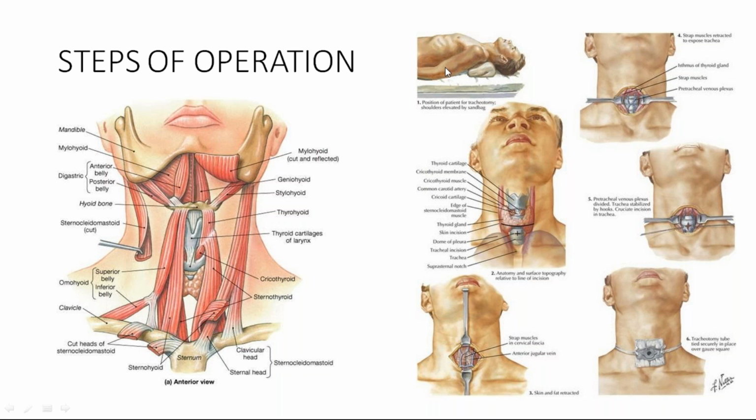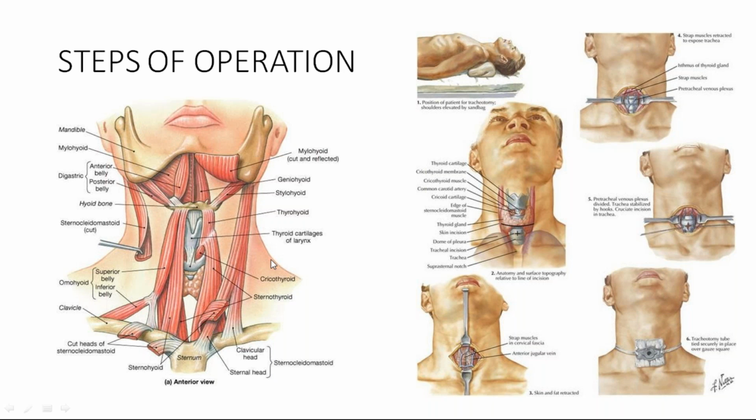It is the position. First one is the patient position before starting the procedure. You can see the tracheal prominence, and then we give the incision, and then we have to separate the layers, like skin, subcutaneous tissue, and then we have to retract the strap muscles laterally.